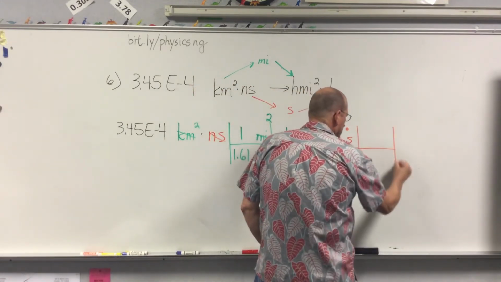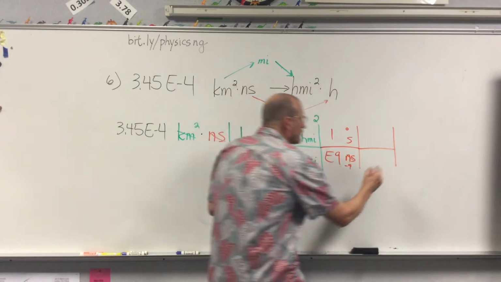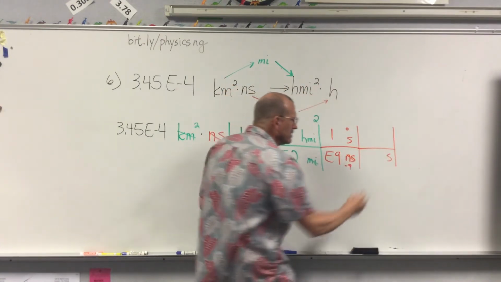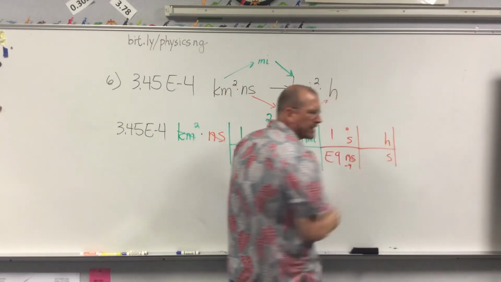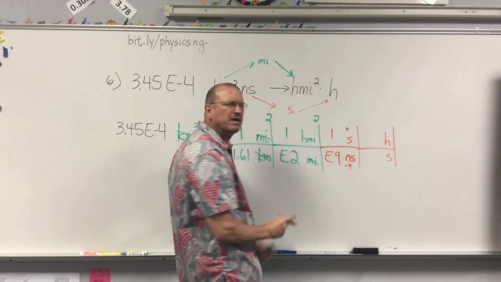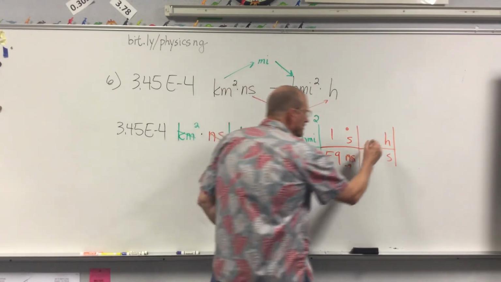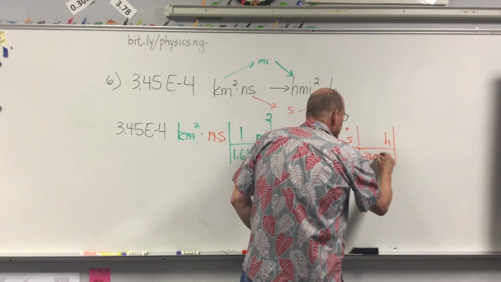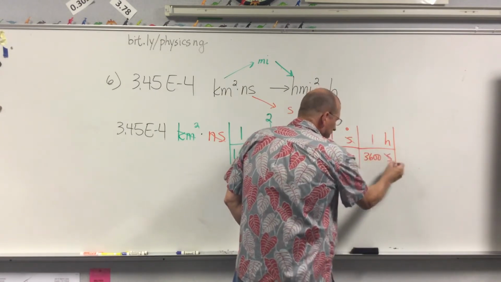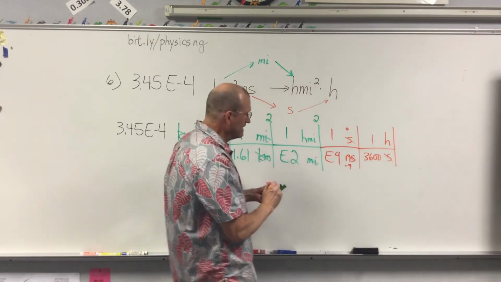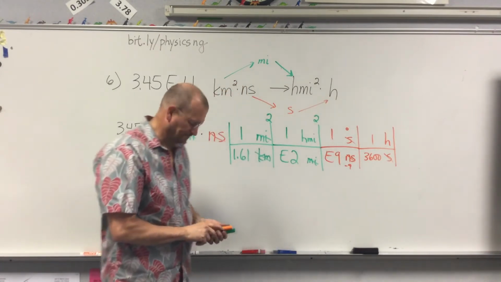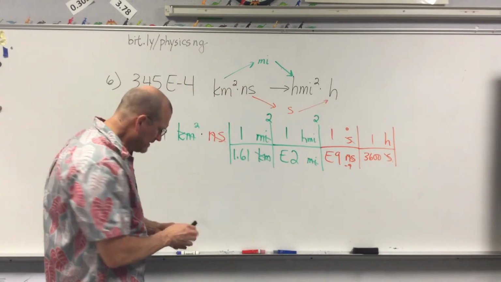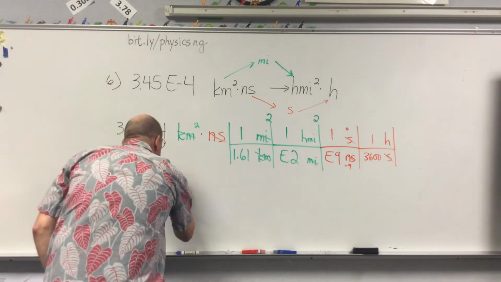And now I want to go from seconds, has to be diagonal, and I can do it to whatever I want, but I want it to go to hours. This would be a memorized one. 3,600 seconds in 1 hour. Seconds cancel, and now I have my hour. So at this point, we need to do the calculation.